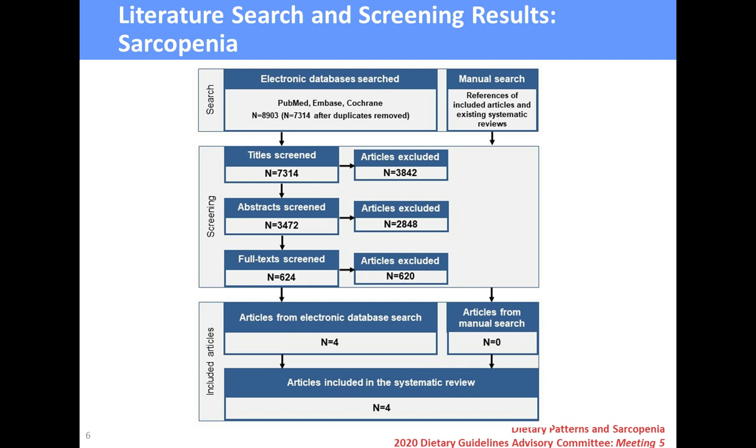The flow chart, which we've seen, too, demonstrates the literature search and screening results for articles examining dietary patterns and sarcopenia, ranging from January 2000 to June 2019. The results of the electronic database searches, after removal of duplicates, were screened independently by two NESR analysts using a stepwise process, reviewing titles, abstracts, and full text to determine which articles met the inclusion criteria. Those steps are true for all of the reviews that we'll be going through. We went from 7,314 articles to 624 screened and ended up with 4 remaining articles in the systematic review.